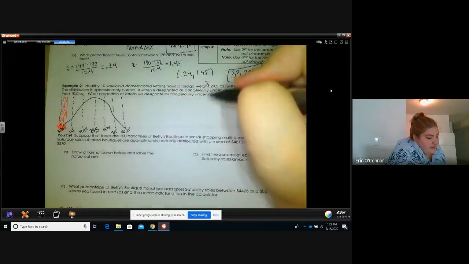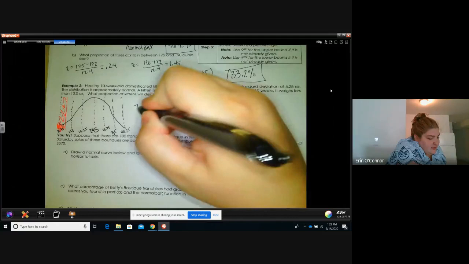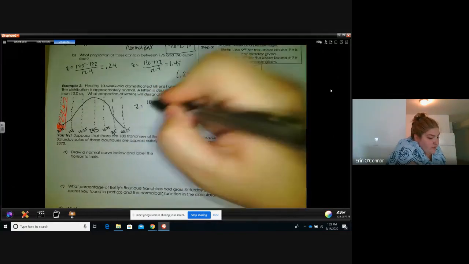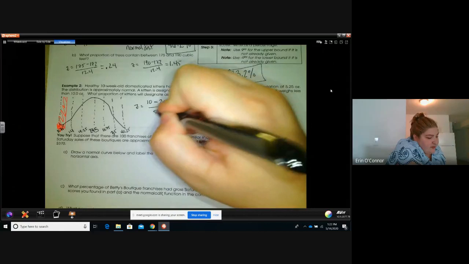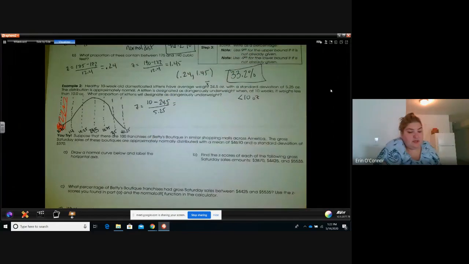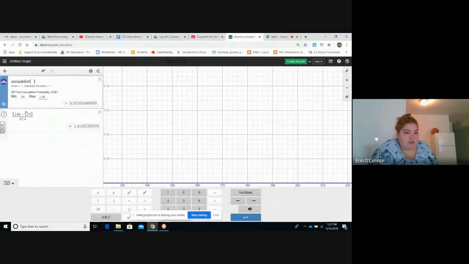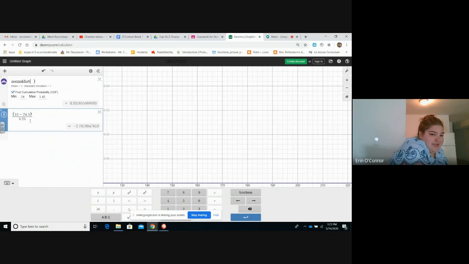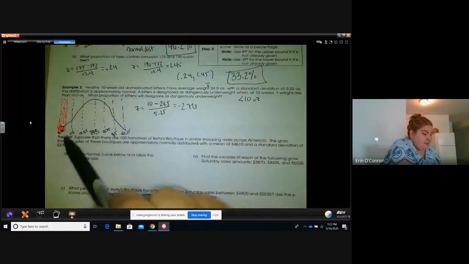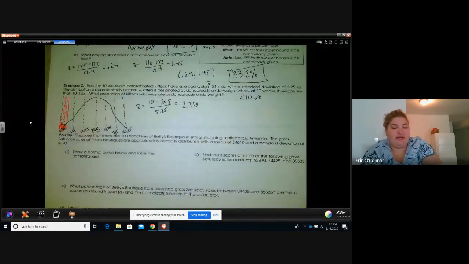Okay, so now we're going to plug this in. So for 10, my z-score is going to be 10 minus 24.5 divided by 5.25. Let's just put it into Desmos. So 10 minus 24.5 over 5.25 gives me negative 2.76. That's my z-score. And that's my maximum, because I need to do everything less. So it's from negative infinity to that.